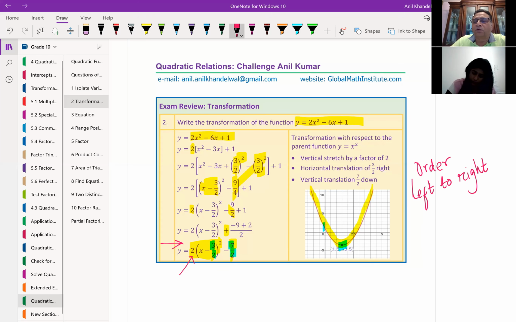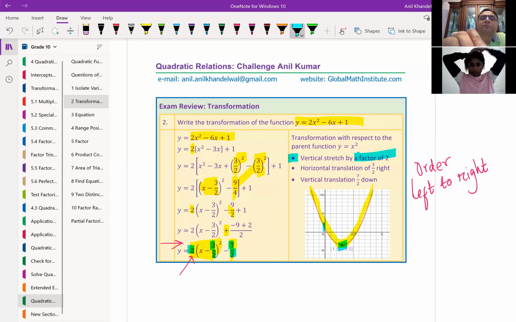Got it. So when you go from left to right, the first number which you hit is 2. So the first thing should be 2. Therefore I wrote here vertical stretch by a factor of 2. Writing a factor is very important since you're multiplying by it, right? Yeah, vertical stretch by a factor of 2. The next number which you hit is inside, which in this case is minus 3 over 2, and that means horizontal translation 3 over 2 to the right.